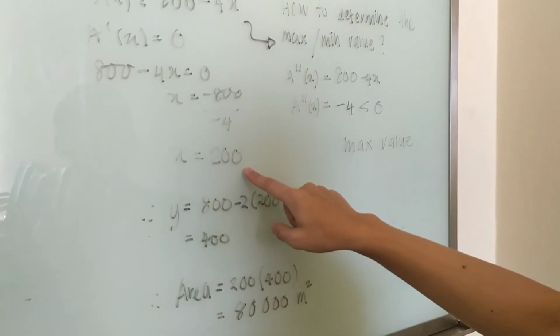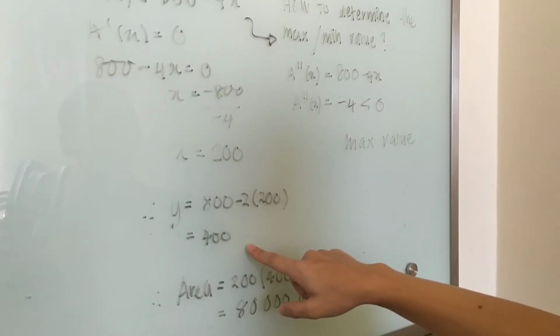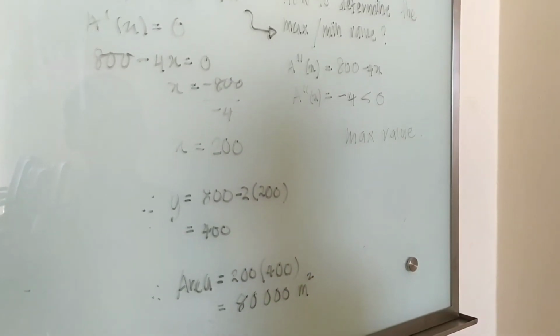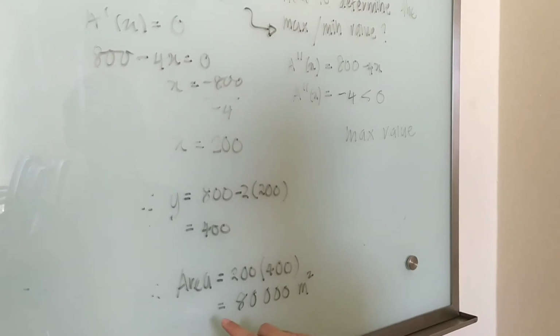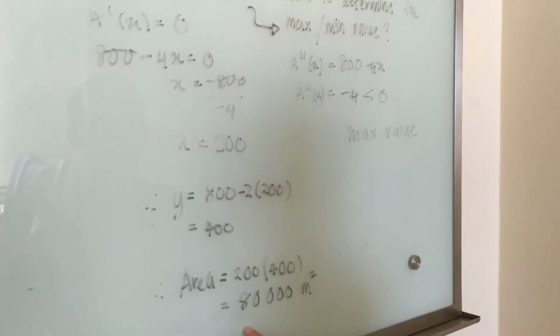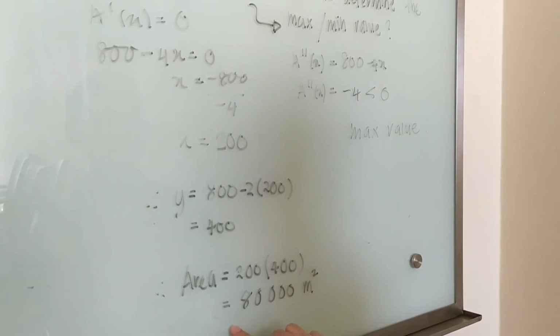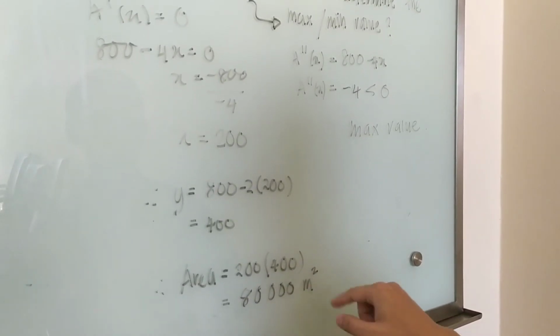Hence, as the value of x and the value of y are already found, we can substitute them into the equation of area, which is area equals x multiplied by y. So we get 200 bracket 400. So we get 80,000 meters squared.